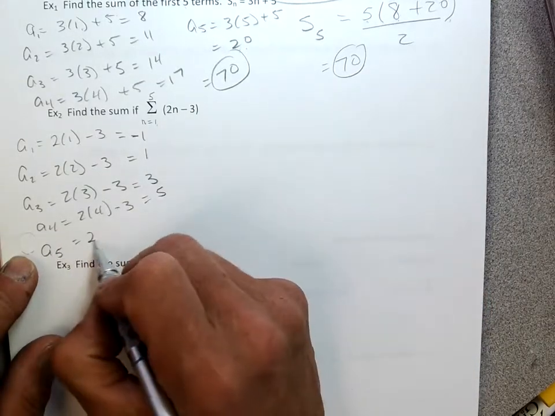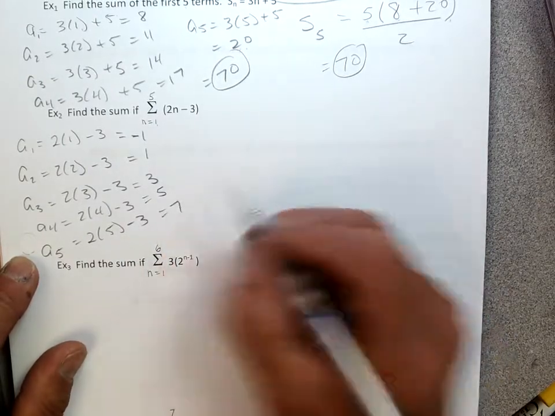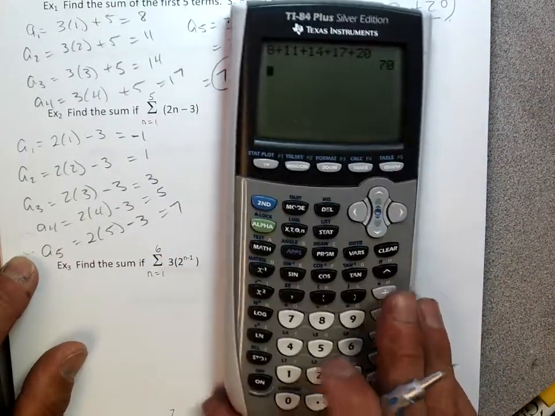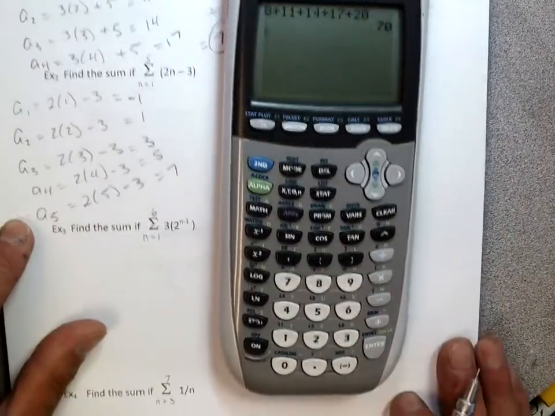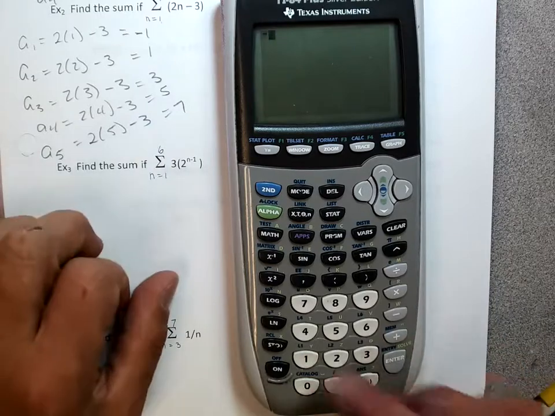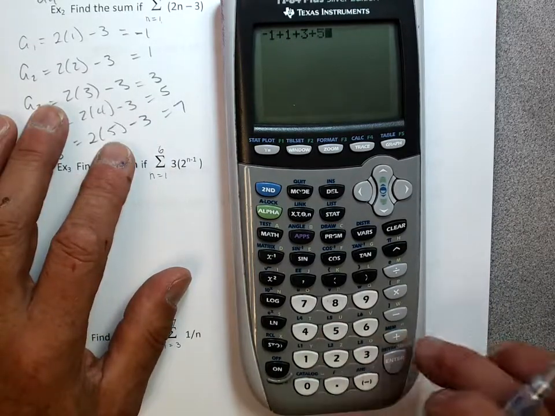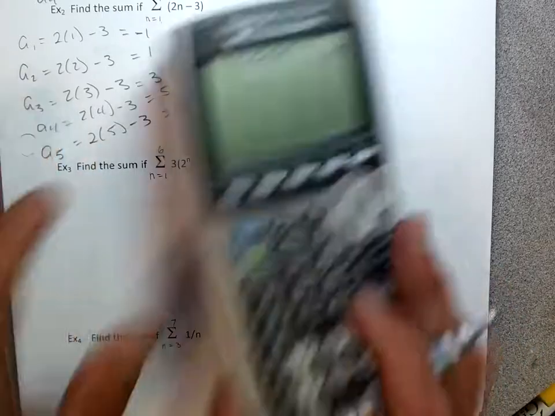A5 is 2 times 5 minus 3, which is 10 minus 3, which is 7. Add them all up, see what I get, right? Add them all up. Clear. I'm just going to go -1 plus 1 plus 3 plus 5 plus 7, and I get an answer of 15, okay?